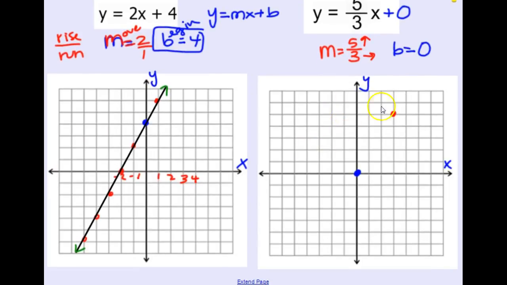And the opposite of up and right would be down and left. We went up 5, so I went down 5. We went right 3, so I went left 3. And draw your line through there. There is the equation y equals 5/3 x.